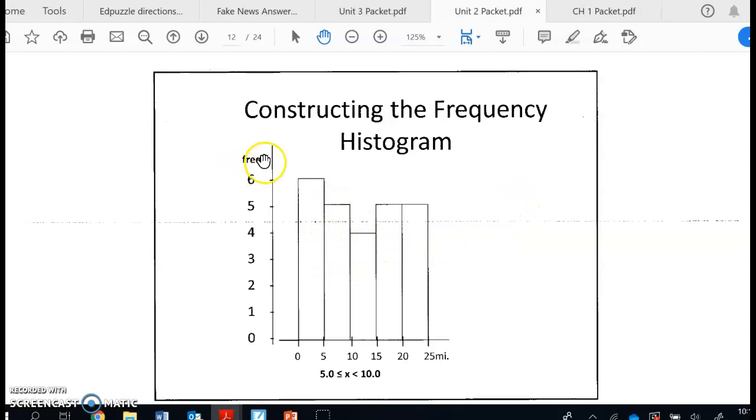The last thing I would say, you need to write frequency. You can abbreviate. That's fine. You need a title. Don't forget your title. Gotta have it.